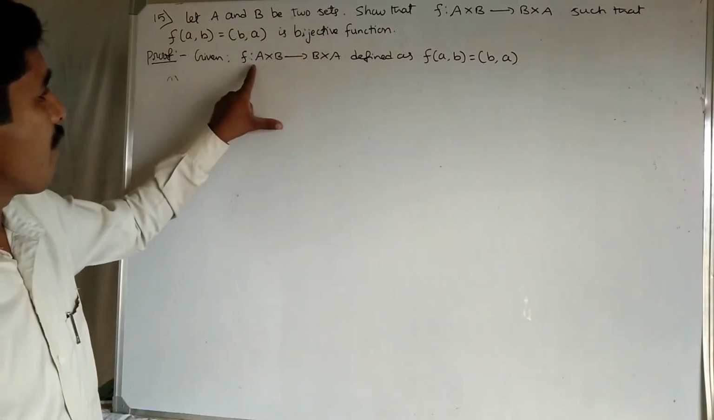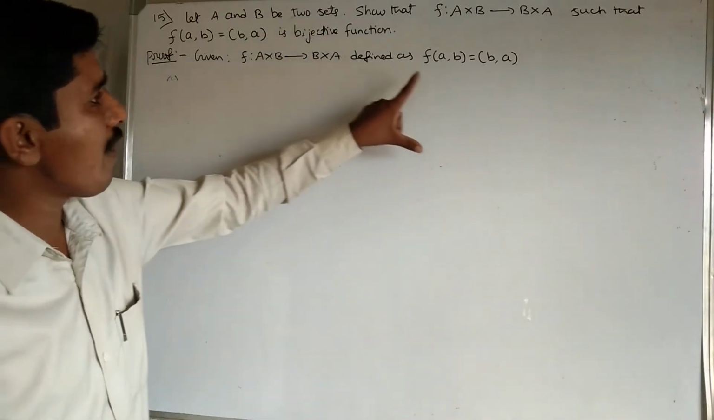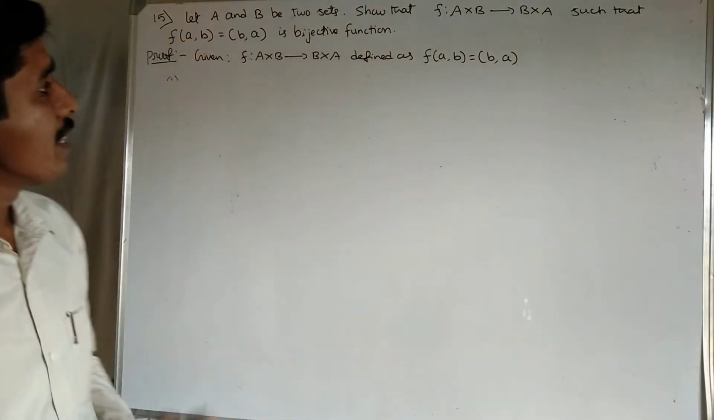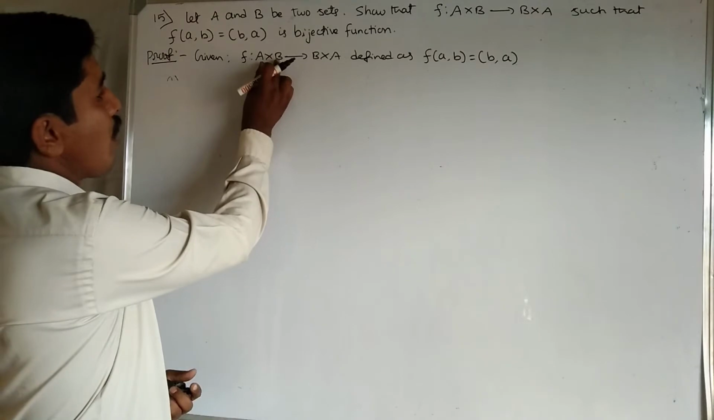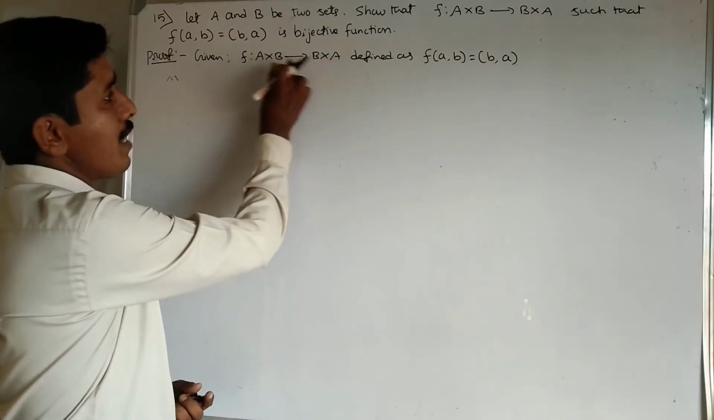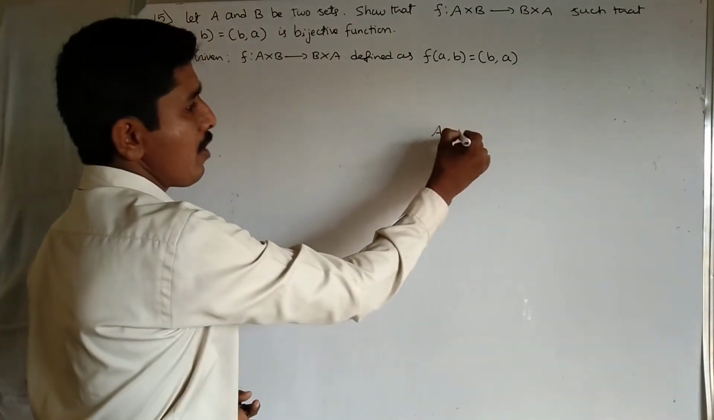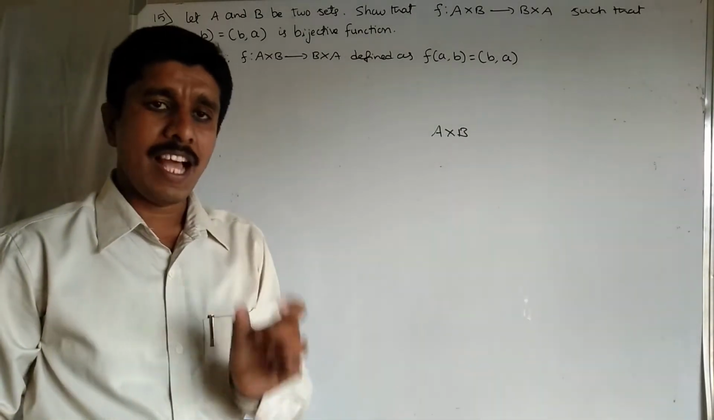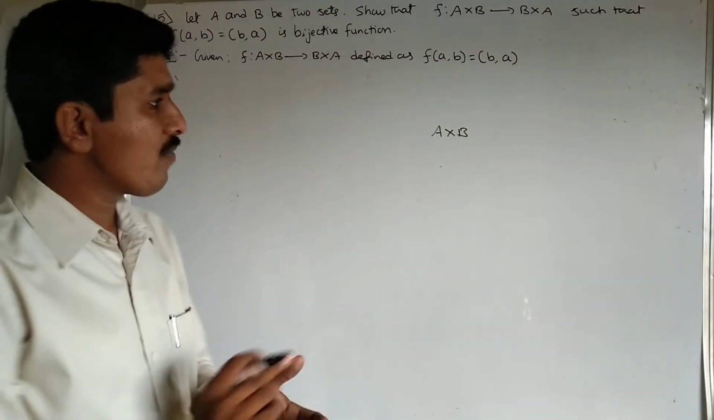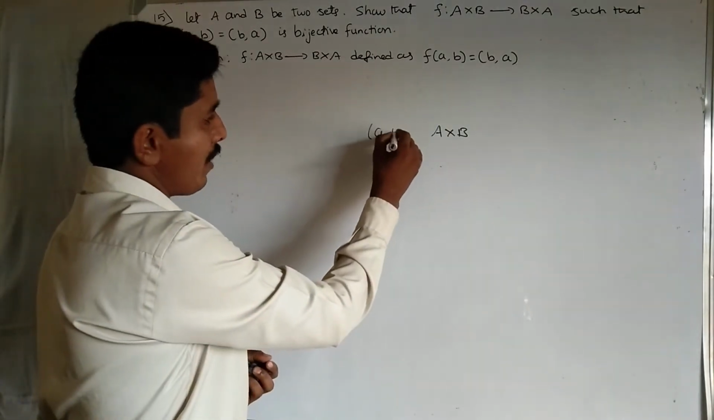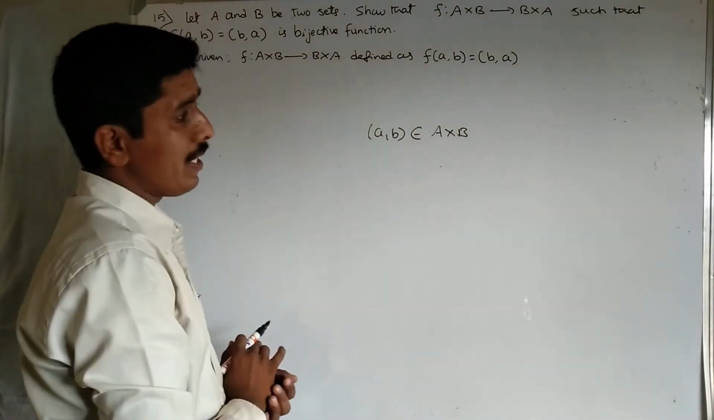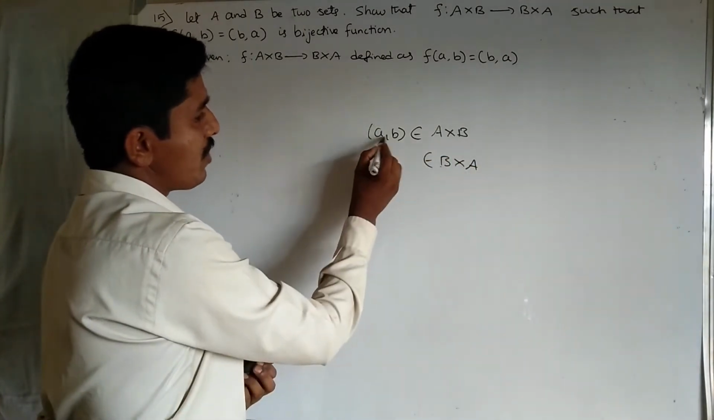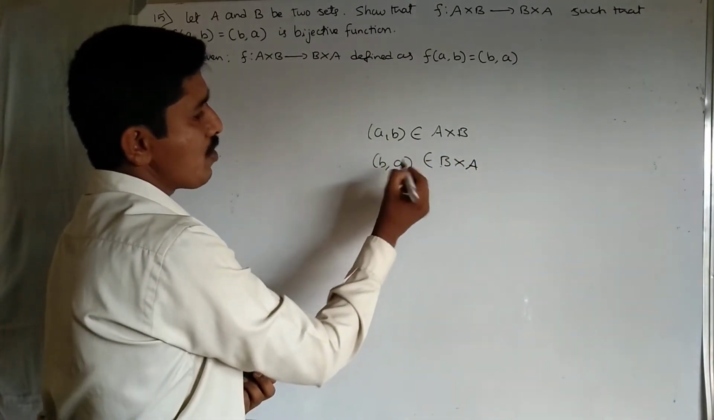Here given that F from A cross B to B cross A is defined as F of (A, B) equal to (B, A). The domain of the function is A cross B, the codomain is B cross A. A cross B means Cartesian product or cross product. Each element of the cross product is of the ordered pair form (A, B). This is one element belonging to A cross B. Next, B cross A means here we interchange A and B; (B, A) belongs to B cross A.